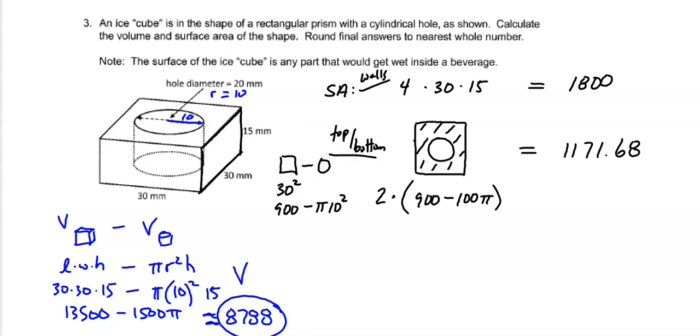But then when they say the surface of the ice cube is any part that would get wet, now we also got to think about the inside. Like if you were to put your finger inside and feel the smooth wall around that cylinder, we also need to get the cylinder lateral area. So the last thing we're going to find is the inside of the cylinder wall. So we need that piece.